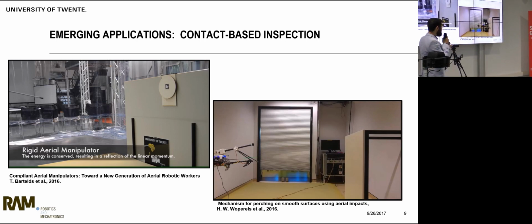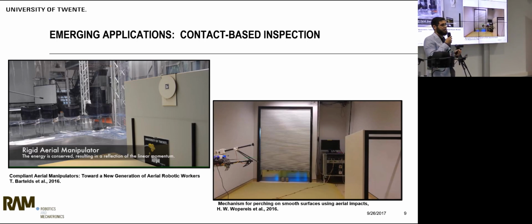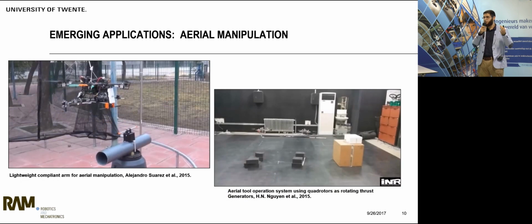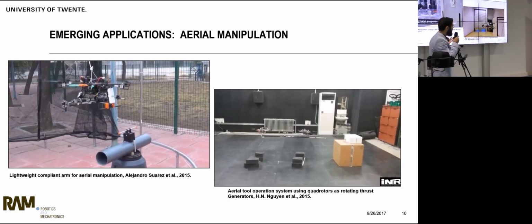So, for example, if you have these drones, one of their main limitations is that they have limited flight time. So, to perform inspections for a long time, in our group, we designed this mechanism which can perch on smooth surfaces. For example, simulating a wind turbine surface, you can just perch on the surface, turn off your rotors, stay up there for hours, do whatever type of inspection you want, and then fly back to the ground, just like what insects do.